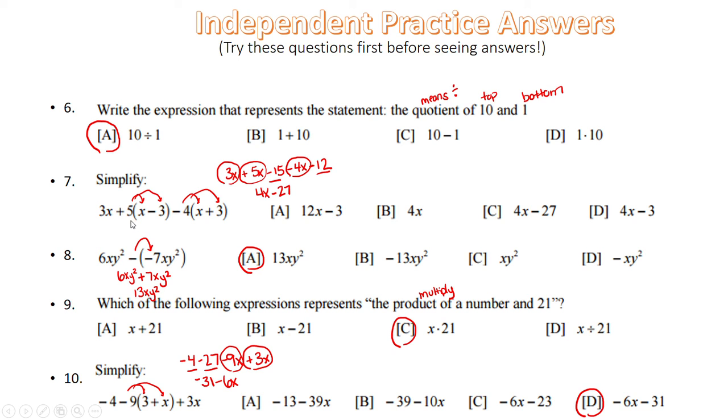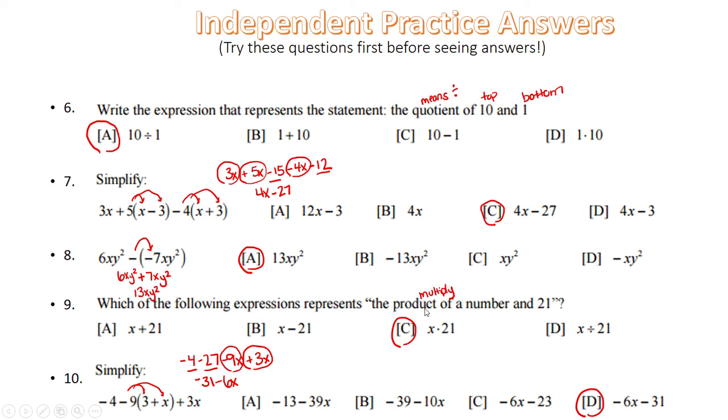On number 7, we need to distribute 5 to x and 5 to negative 3. So that's going to be 5x minus 15. And then negative 4 to x and negative 4 to 3. That's going to become negative 4x minus 12. Now we have 3 x's in this problem, so you're doing 3 plus 5 minus 4. That comes out to be positive 4x. And then negative 15 minus 12 come out to be negative 27. So that answer is C.